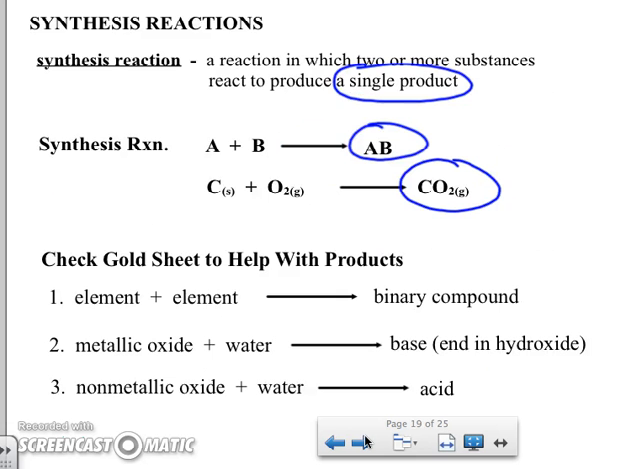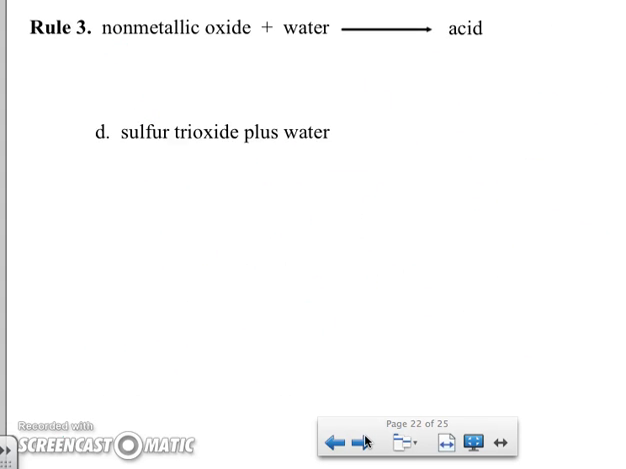Lastly, let's take a look at rule number 3. A non-metallic oxide plus water will always yield an acid. So rule number 3 when predicting products for synthesis reactions is that a non-metallic oxide plus water will always yield an acid. Let's take a closer look at Rule 3. A non-metallic oxide, very simple, is a non-metal plus oxygen. Sulfur trioxide: sulfur is the non-metal, oxygen is the oxide part.